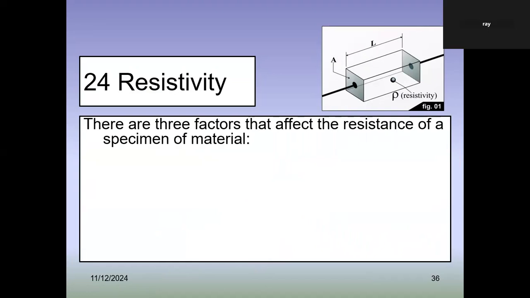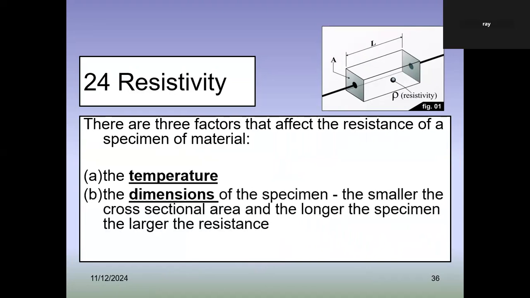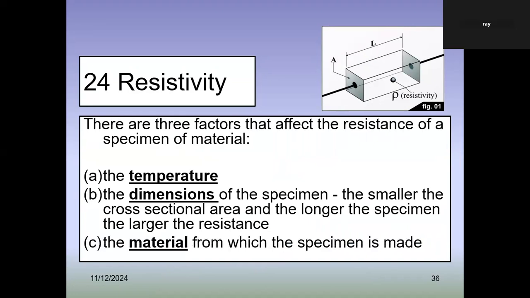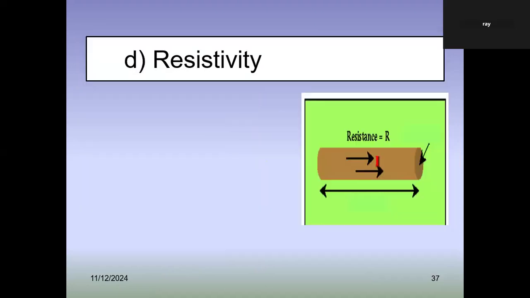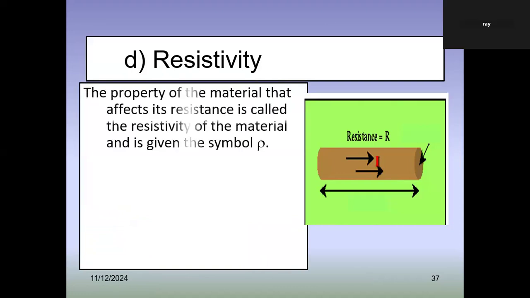There are three factors that affect the resistance of a specimen of material: temperature, dimension, that means the length and the cross-sectional area, and the material which the specimen is made of, the type of material. So we define the term resistivity. The property of material that affects its resistance is called the resistivity of the material and is given by the symbol rho.